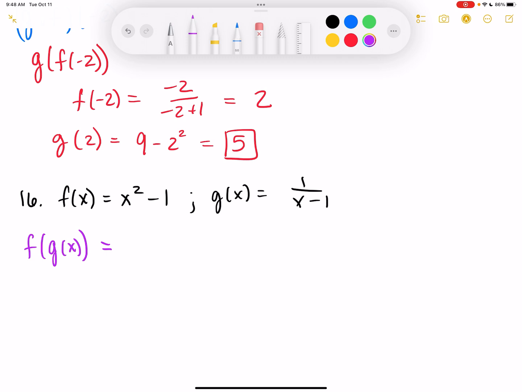What does this tell me I'm supposed to do? Now plug in the g of x into the x. See, I wrote things down. Okay, yep, into that x squared. So I'm going to have 1 over x minus 1 squared minus 1.